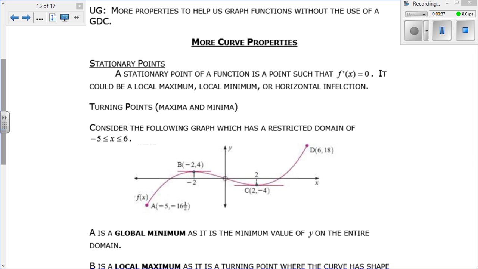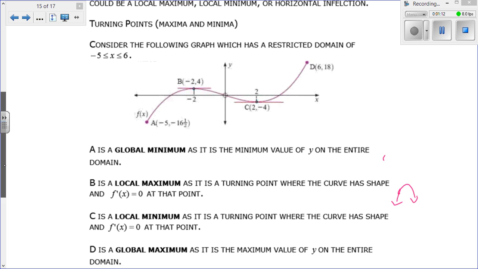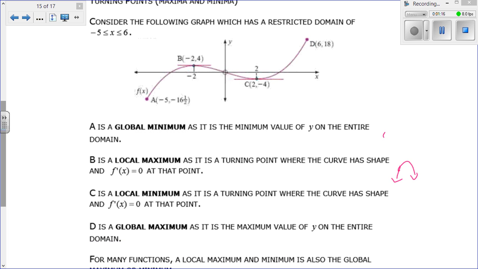So if we consider the following graph, which has a restricted domain of -5 to 6, point A is a global minimum, and it has a minimum value of y on the entire domain. B is a local maximum, as it is a turning point where the curve has shape and f prime of x is equal to 0 at that point. Okay, so what's happening is the graph, down here, looks like this here. C is a local minimum, as it is the turning point where the curve has shape and f prime of x is equal to 0 at that point. So again, we got shape of the graph. D is a global maximum, as it is the maximum value of y on the entire domain.